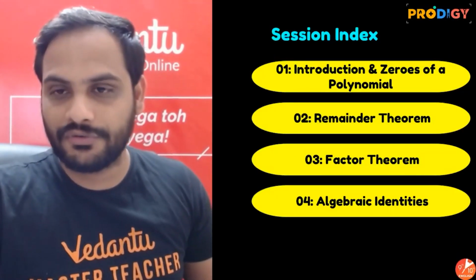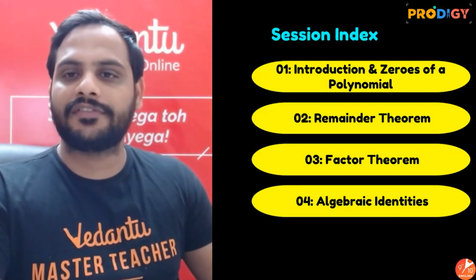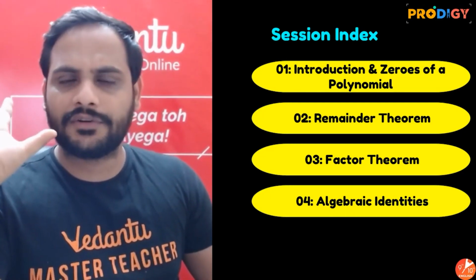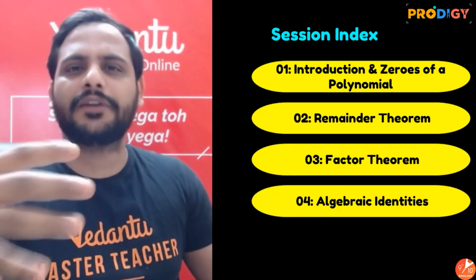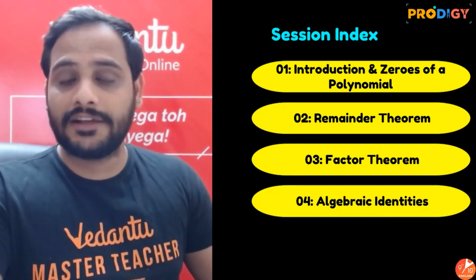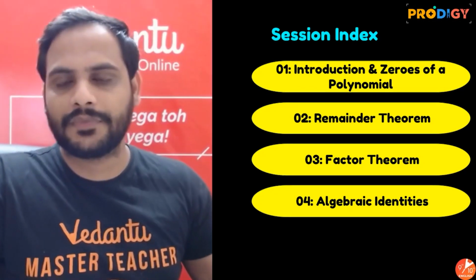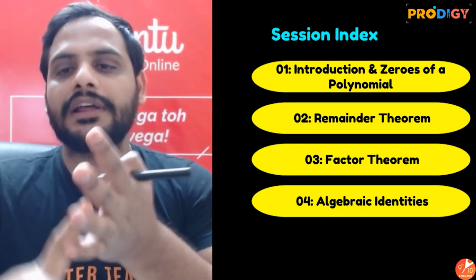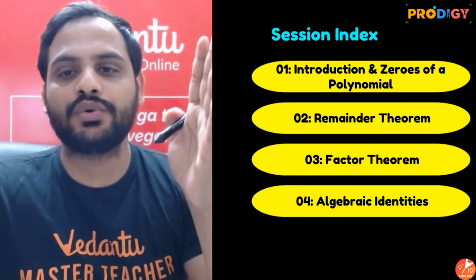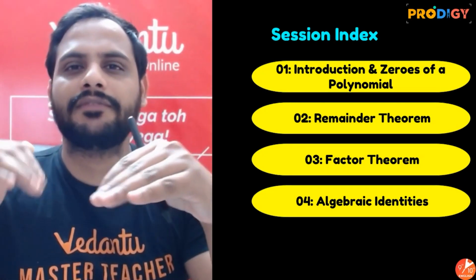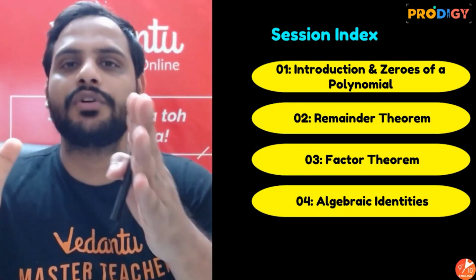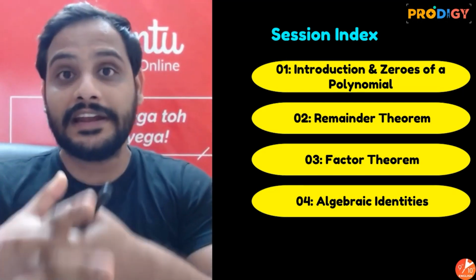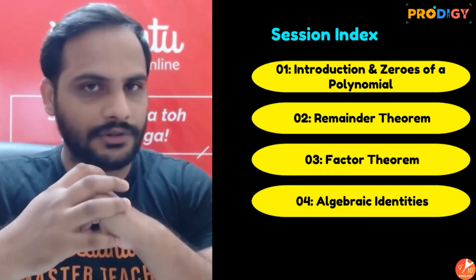This is what the topics we are going to study. In the first session, I have made it for the introduction and zeros of a polynomial. This is the only topic we are going to study in today's class, because in the introduction there are many terminologies which we need to be careful about and understand the meaning of. Second is the remainder theorem. Third is the factor theorem. Once we remember the remainder theorem, the factor theorem will be easy. In the factor theorem we have some very good questions related to factorization. We'll be understanding factorization in detail, how to factorize different types of equations.